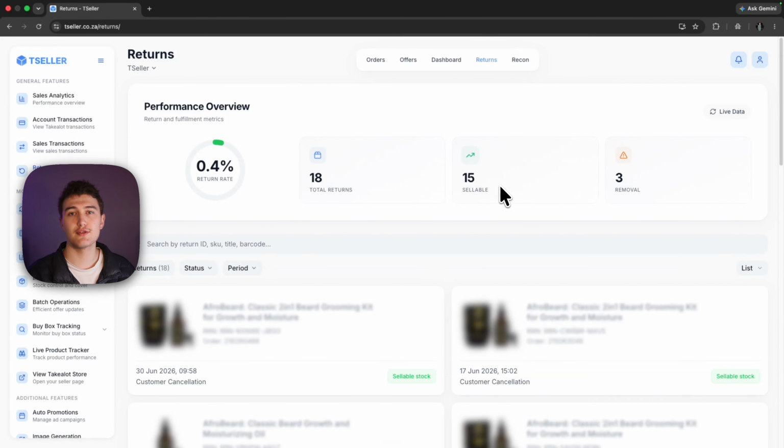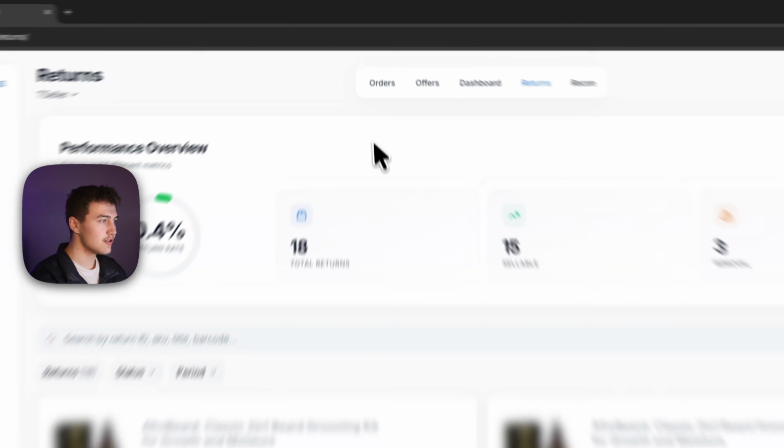This is not just a tutorial. I'll actually be explaining to you guys what the process is you need to follow to try and understand what you're doing wrong so that you can implement the required fixes so your account does not get suspended. So let's get straight into TSeller, and at the top, let's navigate to our returns page.